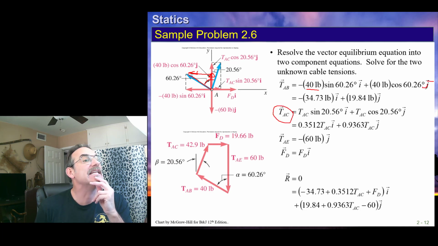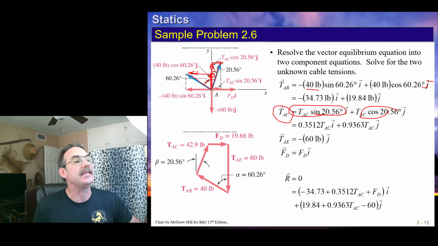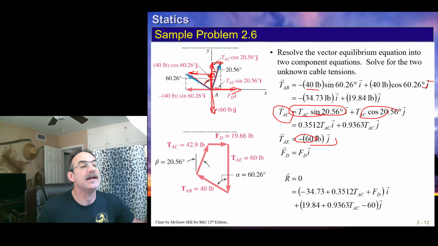We will look at TAC, that's here, and we have this angle. So the cosine of this is going to be this component, which is positive j. And the sine of that is going to be positive i. For TAE, that's just got a negative j component. And what else are we missing? 1, 2, 3. And the drag, which is in the negative i direction right here.